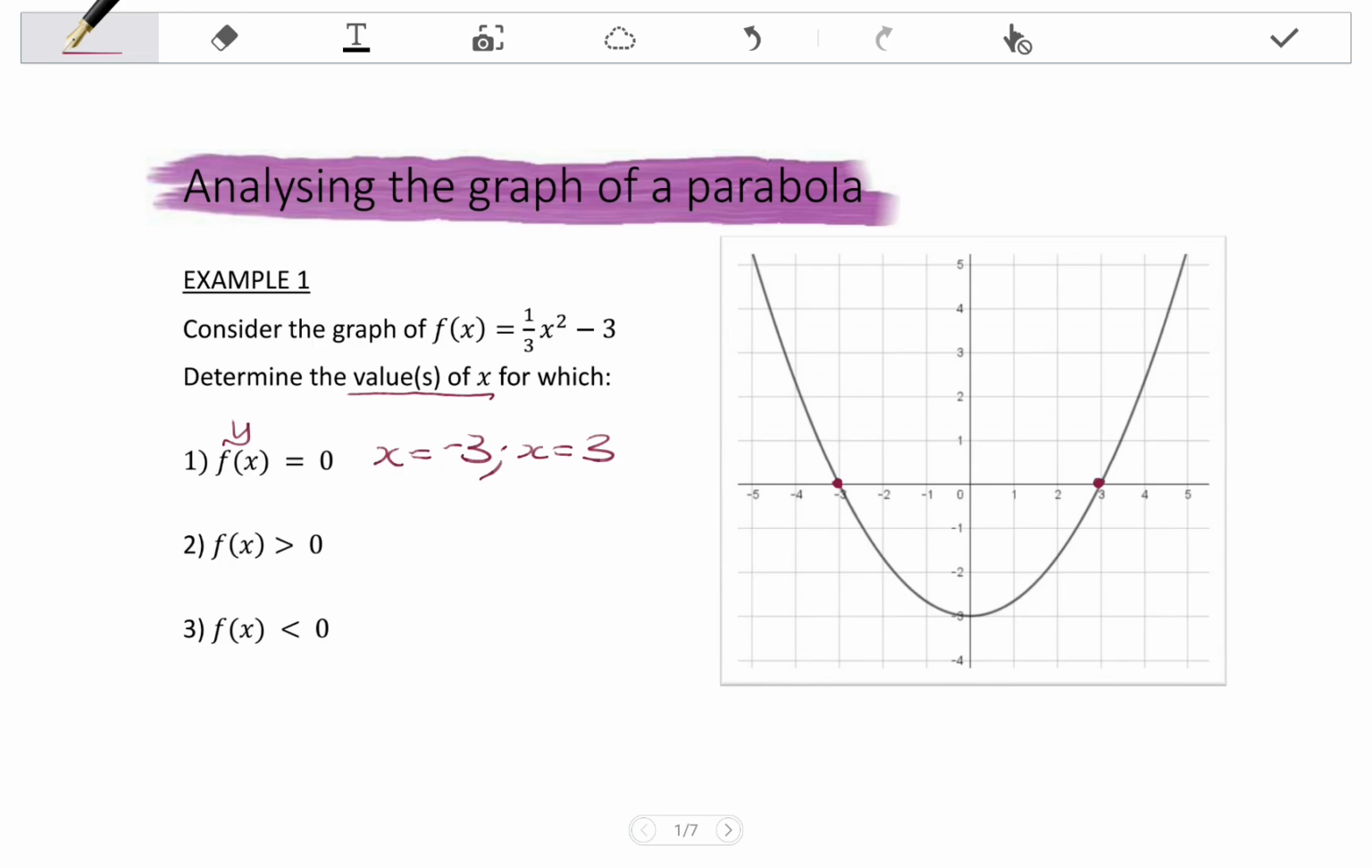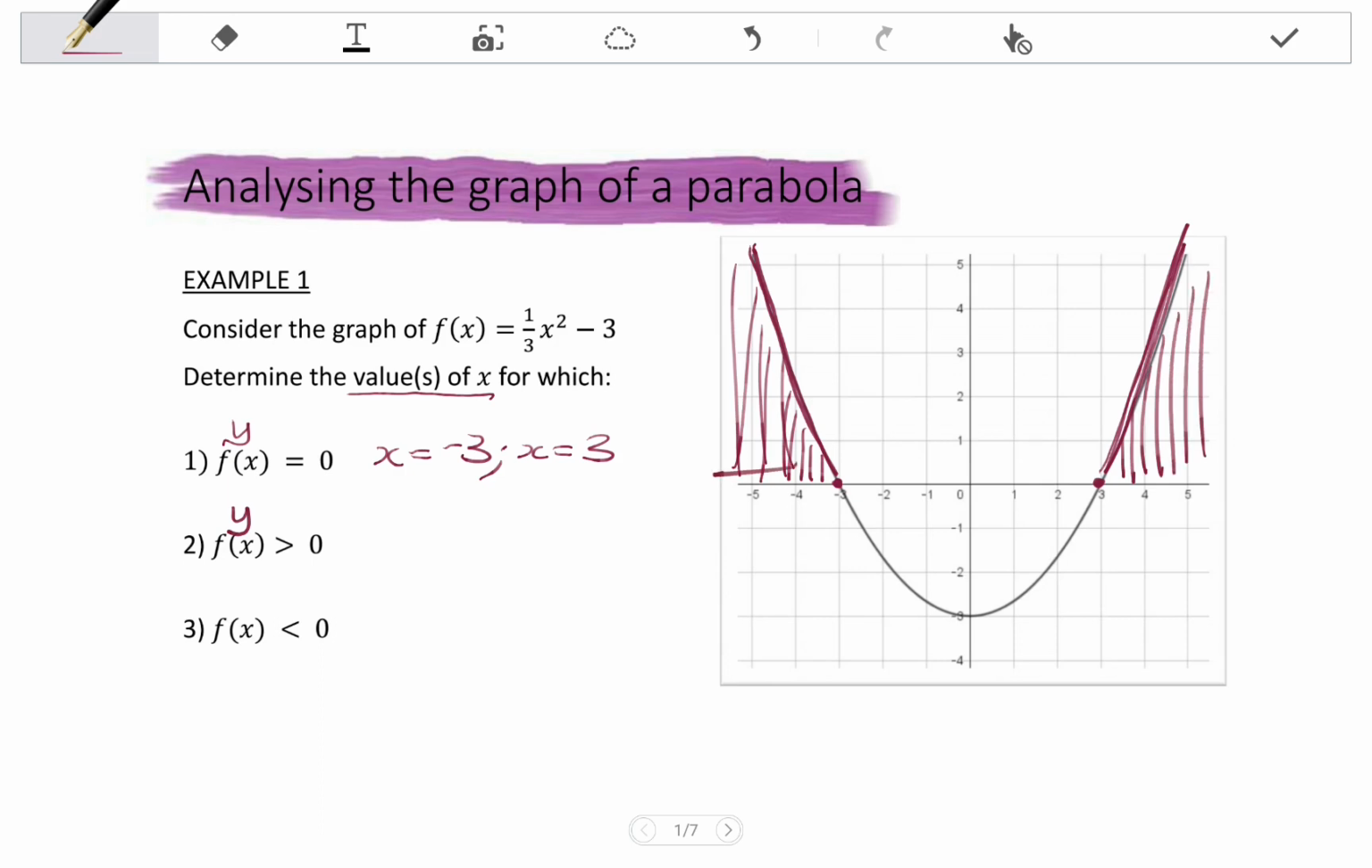Number 2, f of x is greater than 0. This means we are looking for the part of the graph where the y values are greater than 0. Now the y values are positive above the x-axis. So again, we use the y values to find the part of the graph, and we are looking at this part and this part. So two parts of the graph are above the x-axis and have positive y coordinates. Now we answer in terms of the x coordinates. So to find the x coordinates, we would draw vertical lines down. Okay, so there and there.